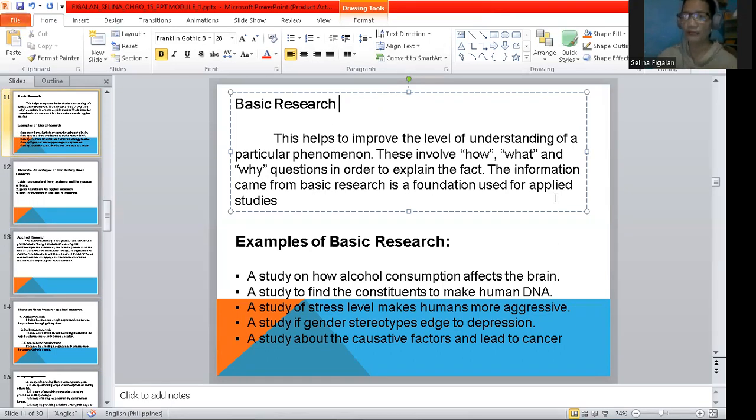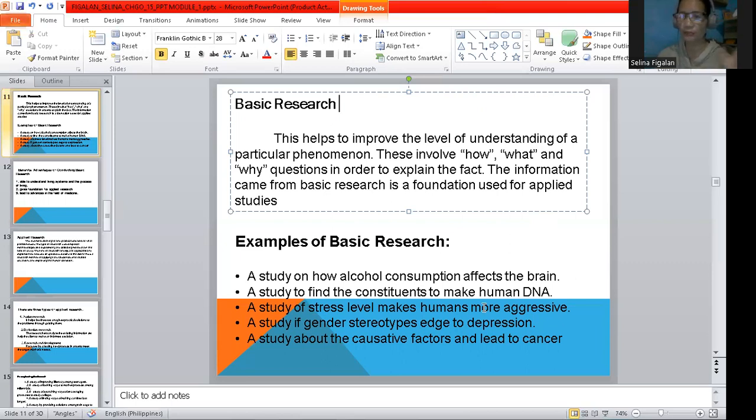Dapat ito ay ang inyong problem, dito kayo makaka-formulate ng inyong hypothesis. Okay, later malalaman natin. Examples of basic research: a study on how alcohol consumption affects the brain. Kung napapansin nyo, pag umiinom ang isang tao, anong napapansin nyo? Palugay-lugay ang kanyang paglalakad.